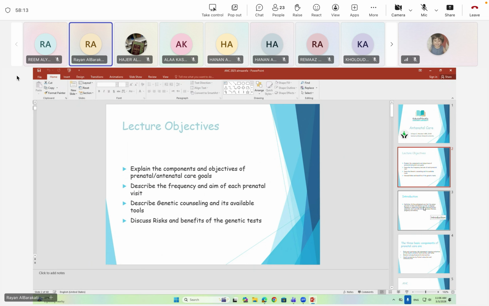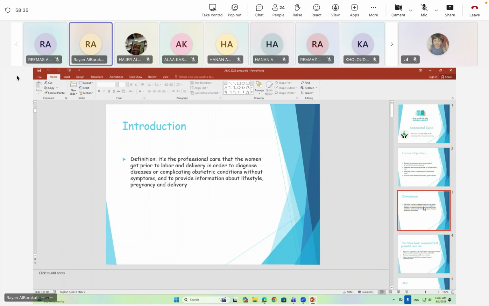So by the end of this lecture, we are supposed to know how to plan and discuss antenatal care, define the antenatal care, and provide an optimum antenatal care plan for our patients.